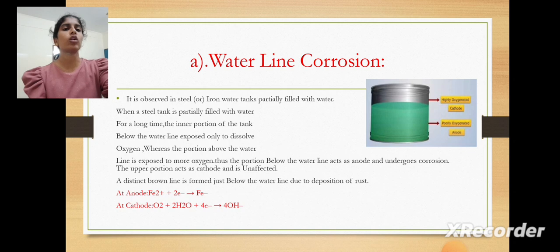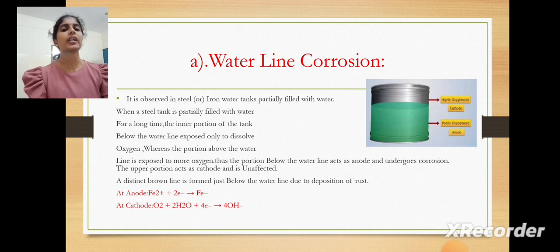Next we move on to waterline corrosion. This is a type of differential aeration corrosion. It is observed in a steel or iron water tank partially filled with water. When a steel tank is partially filled with water for a long time, the inner portion of the tank below the water line is exposed to dissolved oxygen. The portion below the water line acts as an anode and undergoes corrosion. The upper portion acts as a cathode, and it is unaffected by corrosion.